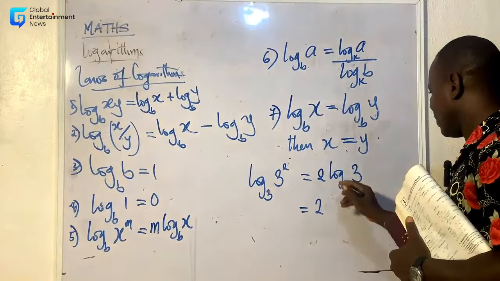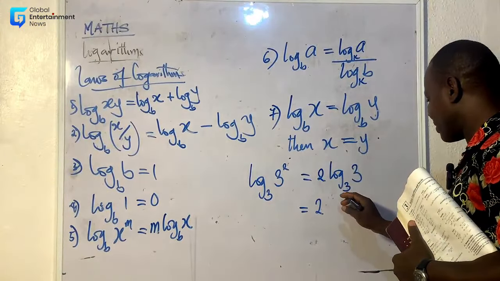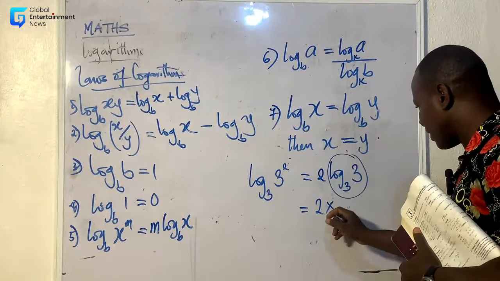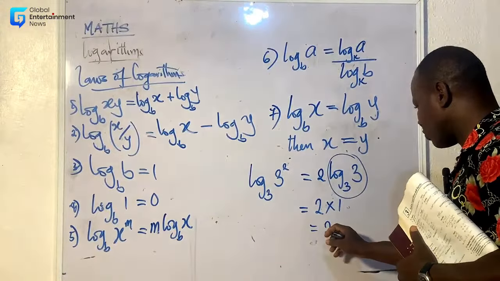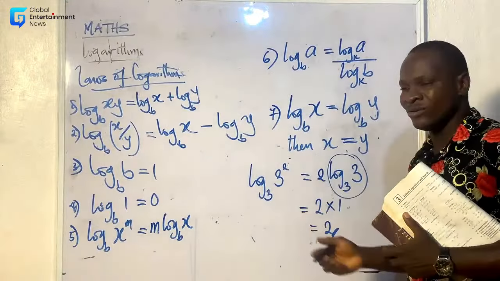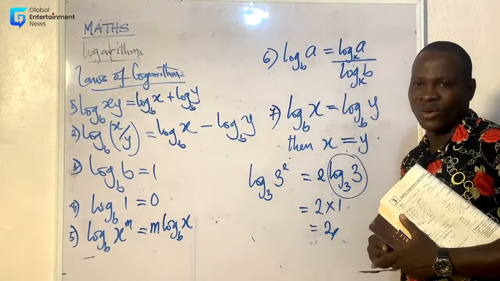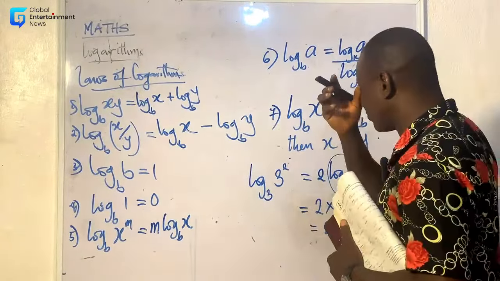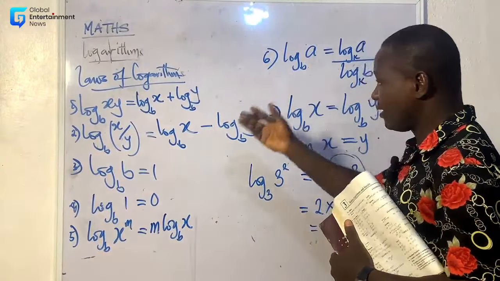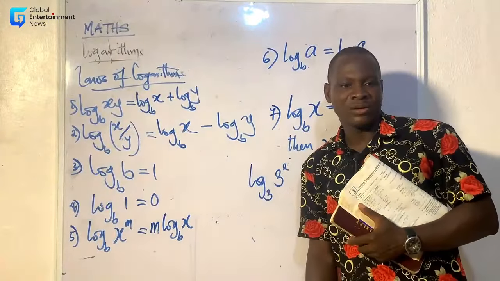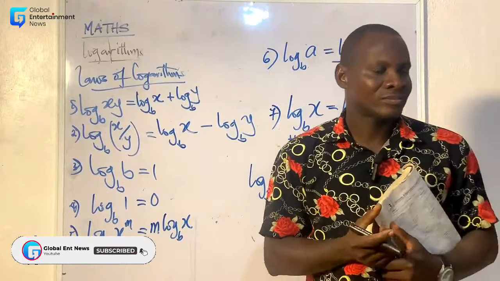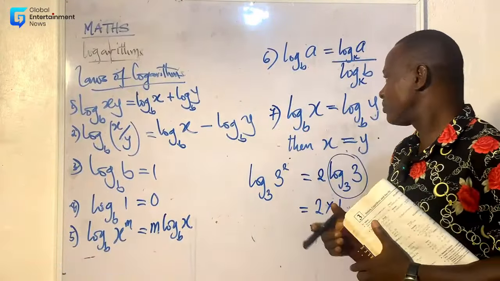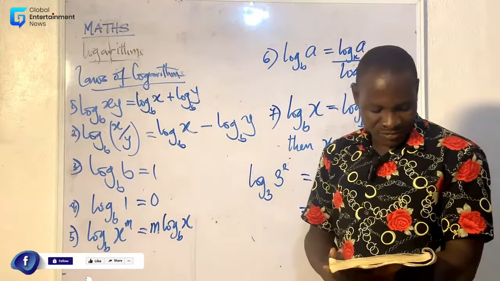So log 3 base 3 returns 1. That is times 1. So what is my answer now? The answer is equal to 2. So take note of that law. Don't worry, we have many examples that we're going to work on by the time we meet. Okay, no more questions? Check your book, if you have any that is not clear, check.